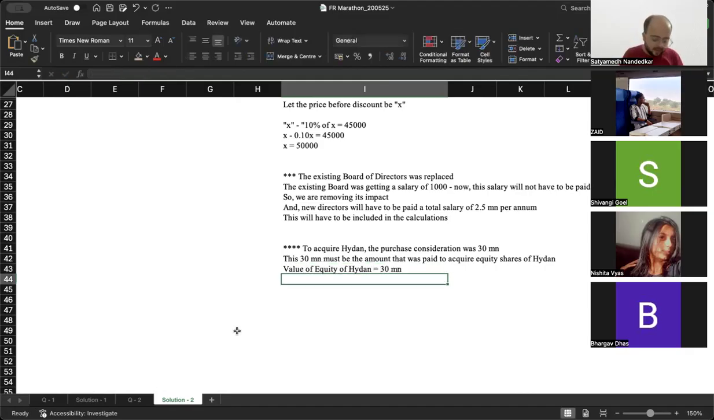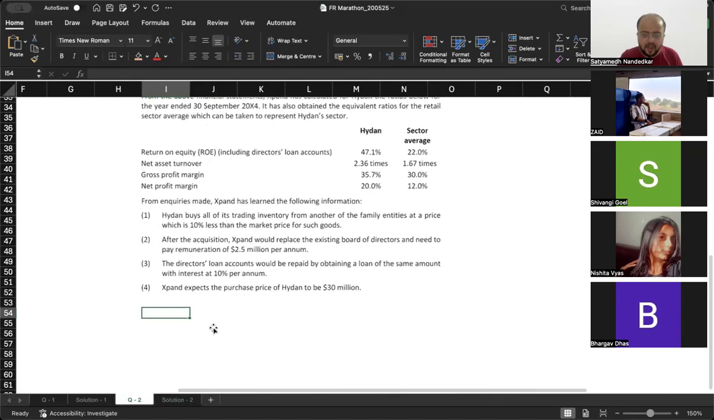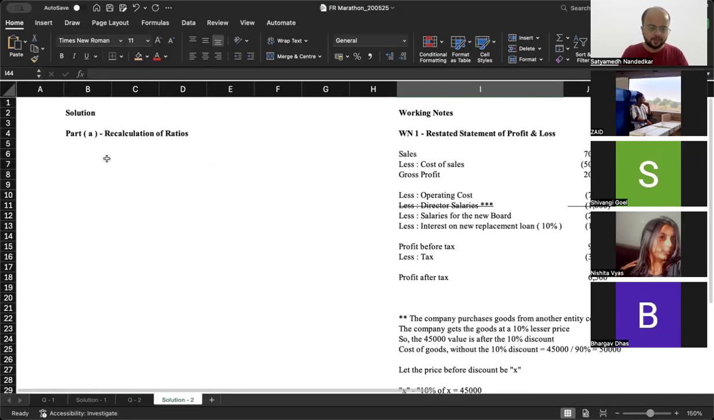See, when you acquire another entity, basically you pay for the net assets of the entity. And what is net assets? Net assets is either total assets minus outside liabilities. Yeah, net assets is share capital plus share premium plus other reserves and surplus. So 30 million represents what? 30 million that was paid represents owners' funds or shareholders' fund. So 30 million will be the value of equity. And the first ratio that you have to calculate is return on equity.